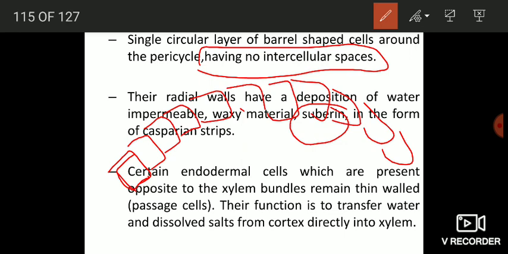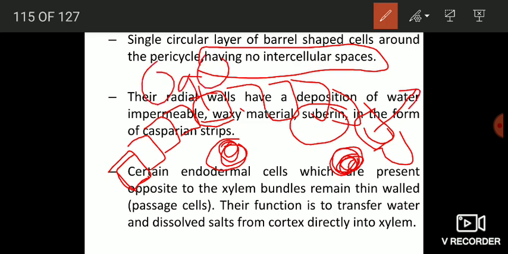Okay, but some cells of this endodermis remain thin walled. They do not have the deposition of suberin on their walls. They remain thin walled, and these cells usually have xylem groups opposite to them. Say for example, this is one endodermal cell, it possesses a xylem group on its inner side, and this is another endodermal cell, it possesses a xylem group on its inner side. These cells remain thin walled and are known as passage cells. Okay, the function of these passage cells is that they help in the transport of water and dissolved minerals which are present in the cortex directly into the xylem.